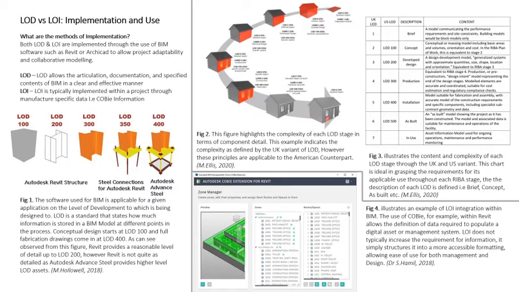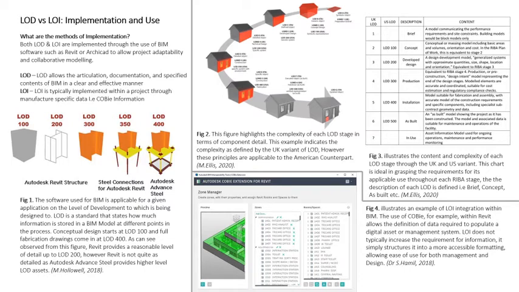COBie is a data schema that allows the definition of data required to populate a digital asset or facilitate a management system. An example of this implementation is that of furniture population within a project, allowing the management of each BIM asset to easily be controlled.